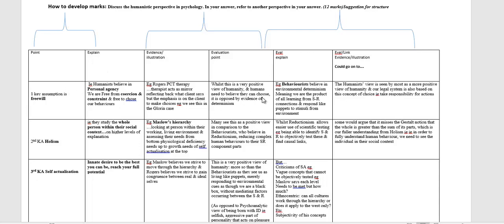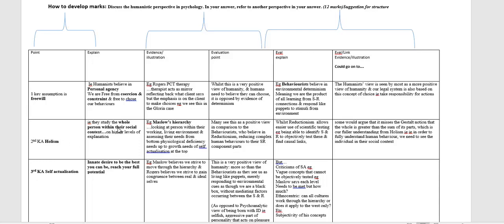So it's just showing you're making your comparison and you're still evaluating. You know, you don't need to make an evaluative point. You might feel that you've done enough with that. Depends on how you're going to do it and whether you've got time and how much you can manipulate this information. Second key assumption, let's go with holism.